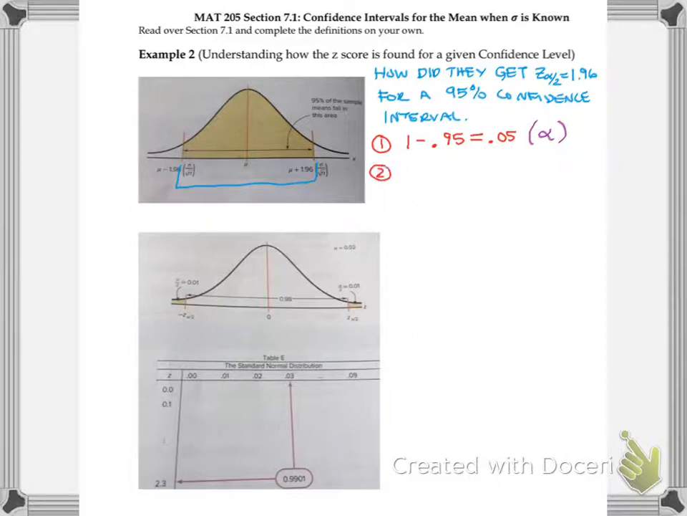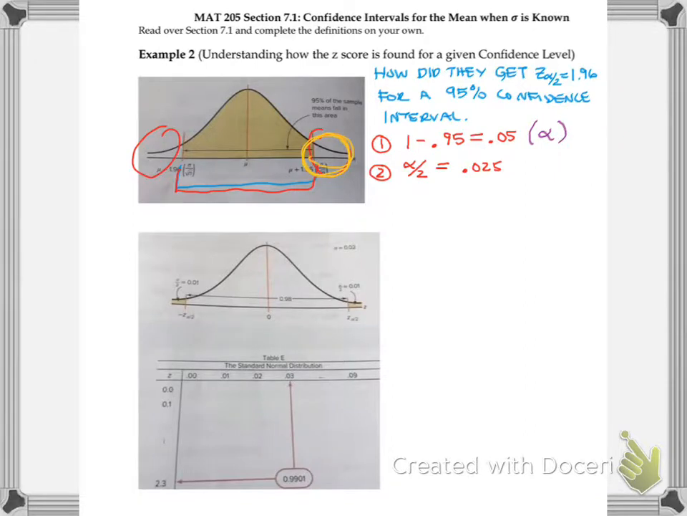The second step is to take your alpha and divide it by 2. The reason you need to do that is because, remember, the normal distribution is symmetric. Since this represents 95%, both tails together represent the 0.05. You divide by 2 because we want to look at just one of those. So 0.05 divided by 2 gives 0.025, and that 0.025 always represents the area to the right.